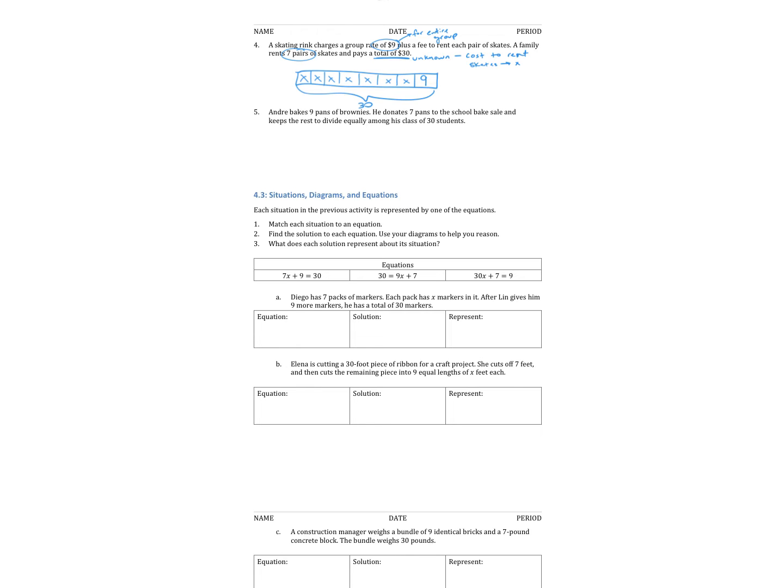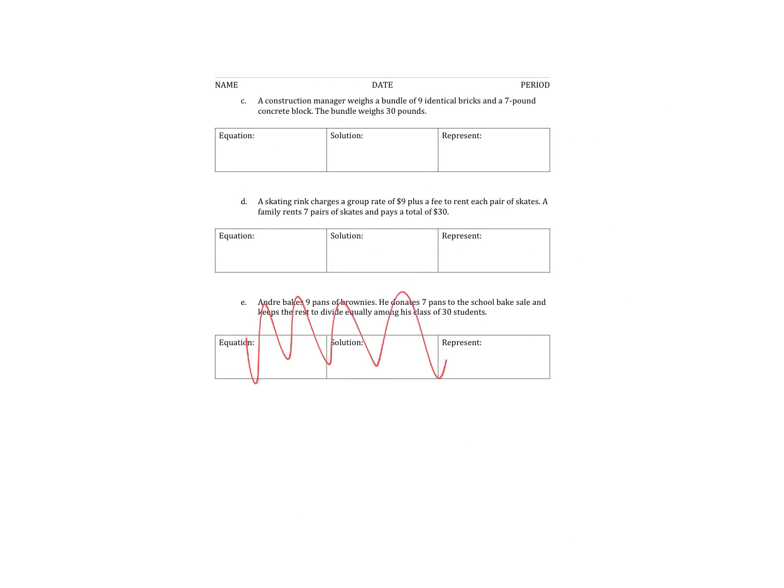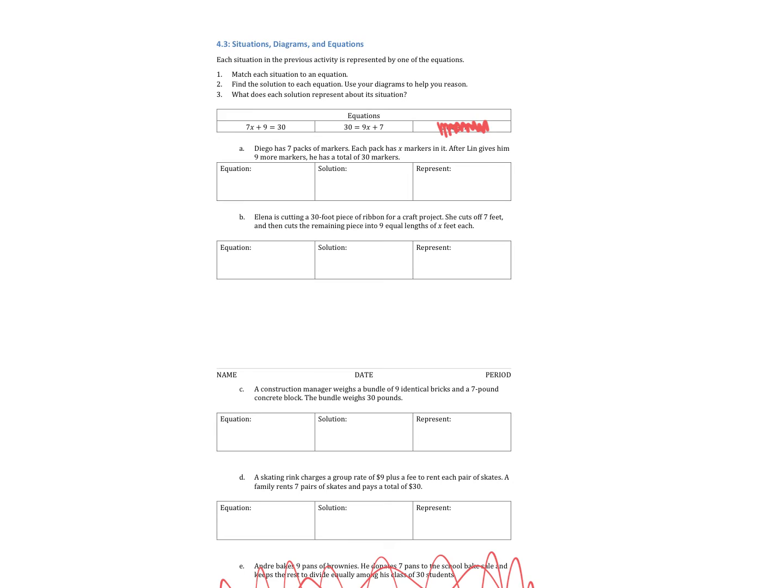We are going to cross off the last equation, so you can go ahead and cross that off. And you will also not be doing the very last one. So the one about the brownie pans, we're going to cross that off as well. So you're just doing A, B, C, and D: equation, solution, and talk about what it represents. Go ahead, pause the video, and work on that.